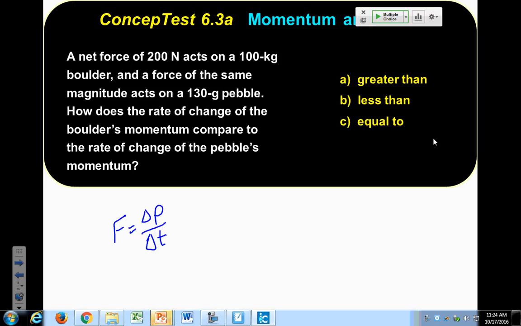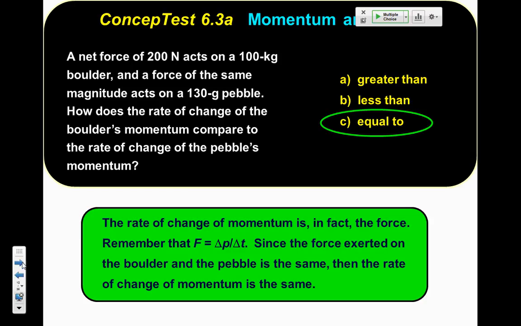Here I'm applying a force of 200 newtons to two objects, the same force, 200 newtons. And I'm asking about the rate of change of their momentum. This is the rate of change of momentum. So if I have 200 newtons here, this is going to be the same for both objects. Now the objects aren't going to respond the same to that force because one's a big mass and one's a small mass, but they'll both experience the same change in momentum. So C is the right answer here because I have this net force acting on two objects, changing their momentum in the same way.